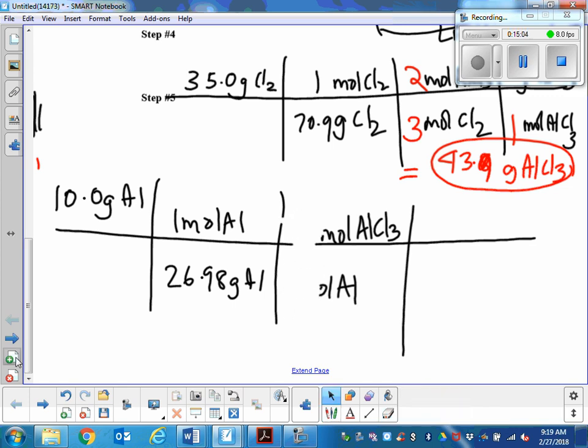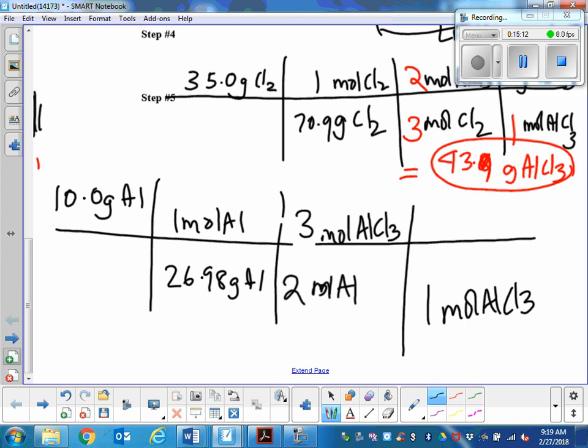Okay, so 2 moles of aluminum gives 3 moles of aluminum chloride, and then 1 mole of aluminum chloride is, what was that number she gave me? 133? Yeah, 133.33. It should be 2 moles of aluminum chloride, like moles of aluminum. Is this also 2? Yeah.